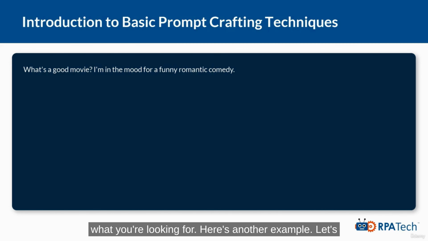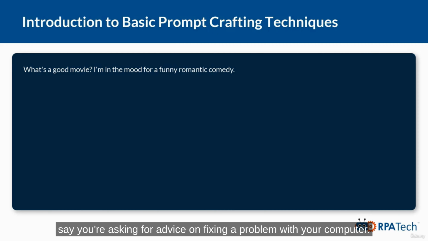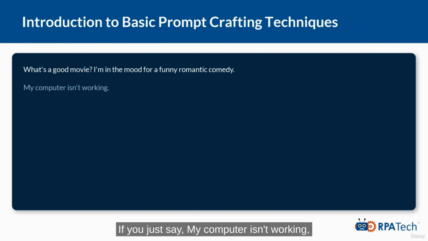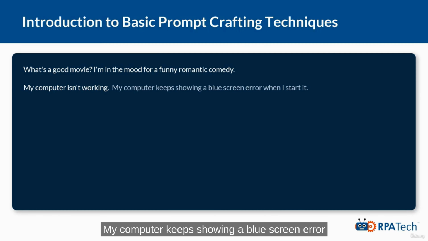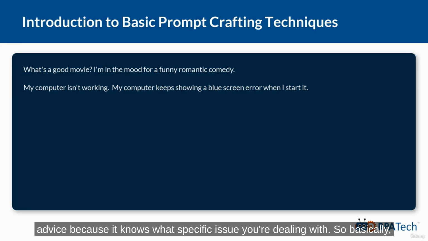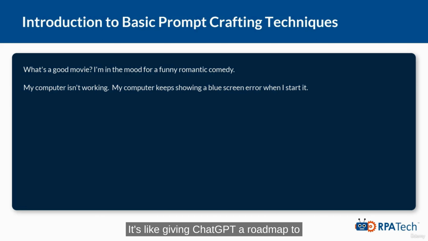Here's another example. Let's say you're asking for advice on fixing a problem with your computer. If you just say, "My computer isn't working," ChatGPT won't know where to start. But if you include details like, "My computer keeps showing a blue screen error when I try to start it," ChatGPT can give you more relevant advice because it knows what specific issue you're dealing with. So basically, by including details in your query, you're helping ChatGPT understand exactly what you need, which leads to more accurate and helpful responses. It's like giving ChatGPT a roadmap to follow so it can give you the best possible answer.